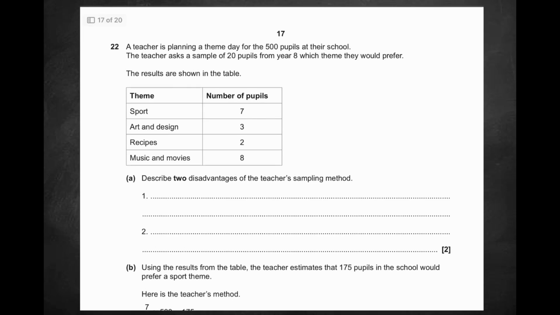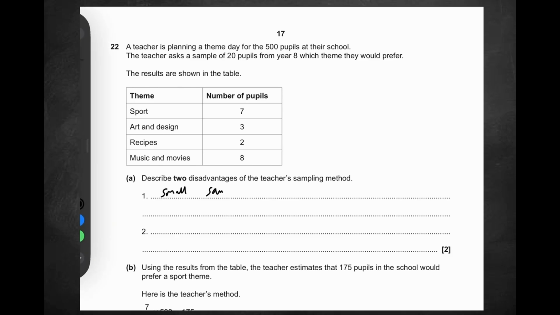Question number 22. A teacher is planning a theme day for the 500 pupils at their school. The teacher asks a sample of 20 pupils from Year 8 which theme they would prefer. The results are in the table. Describe 2 disadvantages of the teacher's sample method. Well, it's a small sample, and she's only used Year 8. She should use other age groups too.